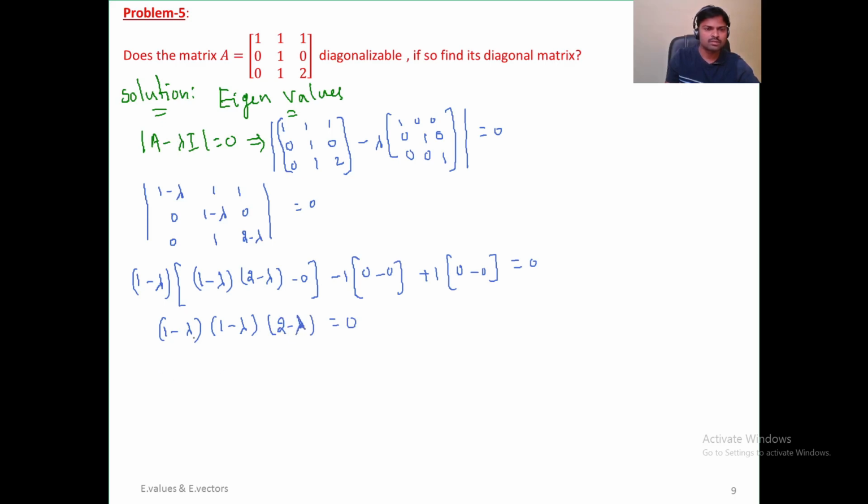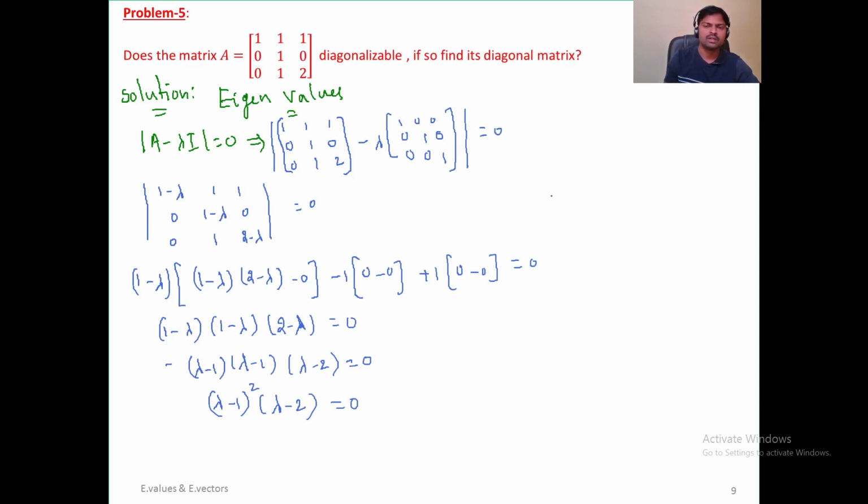So take minus 1 common in each and every bracket. So lambda minus 1, into lambda minus 1, into lambda minus 2. The minus signs come out, and minus into minus becomes plus, so overall multiply both sides with minus 1. So lambda minus 1 whole square into lambda minus 2 equal to 0. So this is the characteristic equation, or you can call it the characteristic polynomial also, no problem.